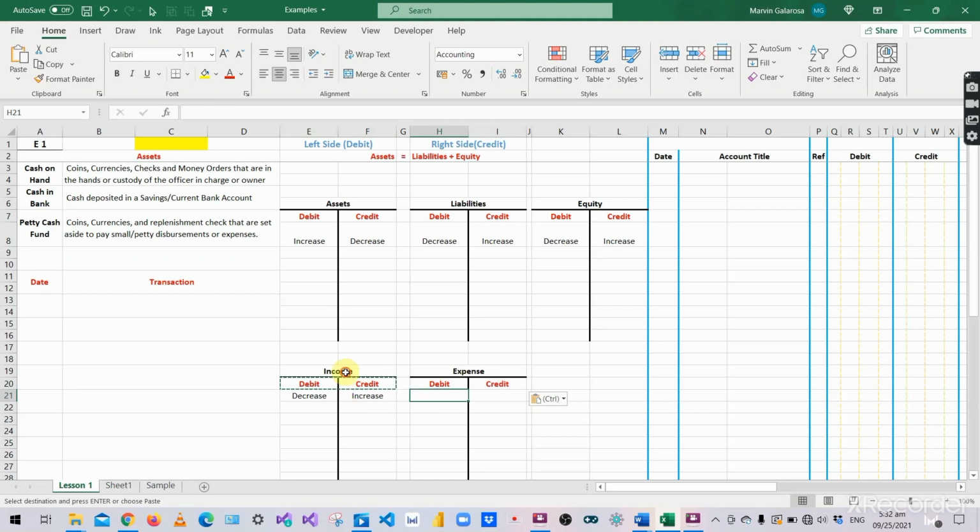Kung ang increase sa income ay nasa credit side, saan naman ang increase ng expense? Yun naman ay sa debit side. Kung ang decrease sa income is on the debit side, saan naman na ang decrease ng expense? Yun naman ay sa credit side.